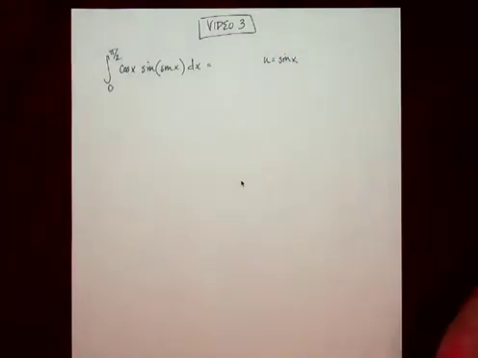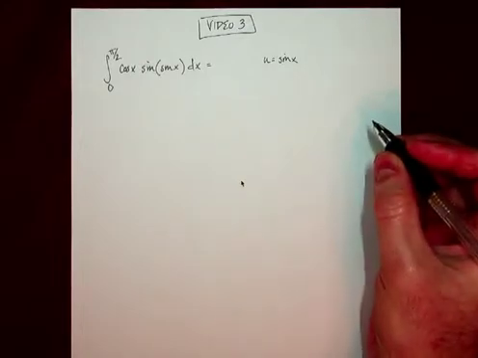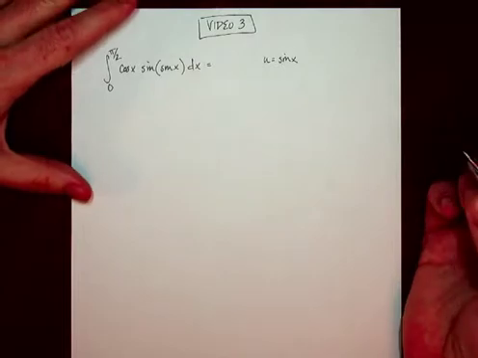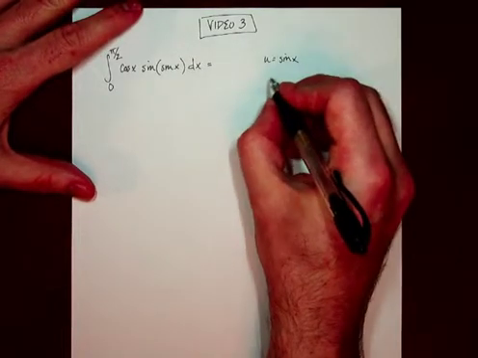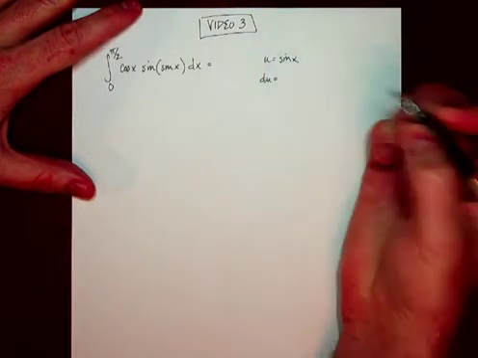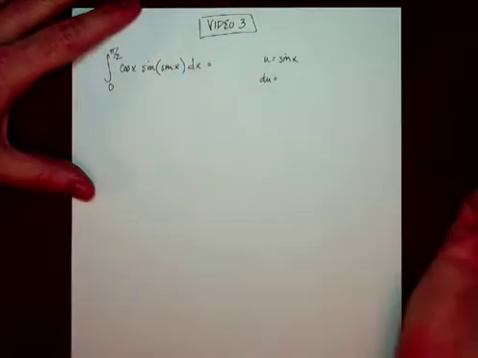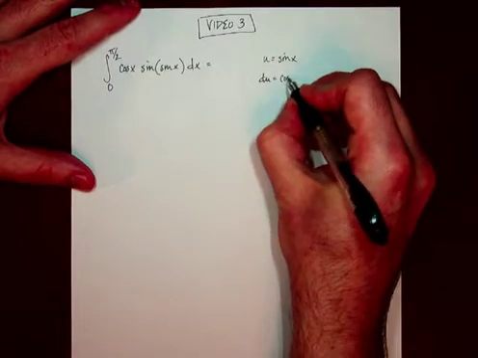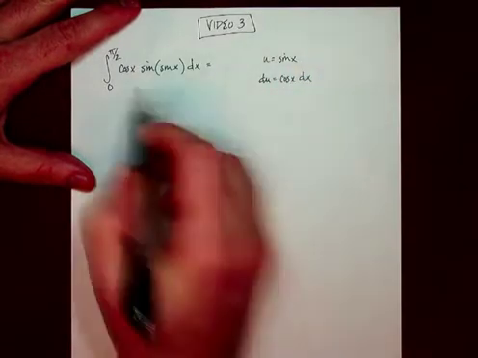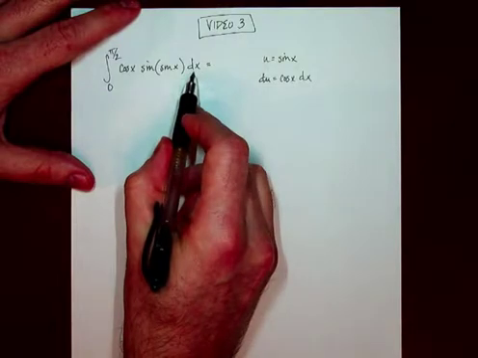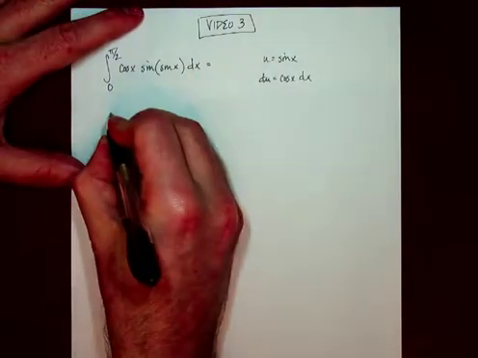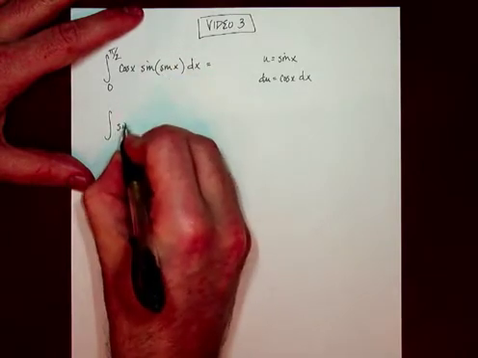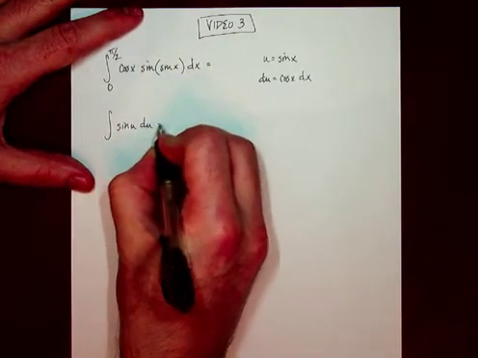Now we're going to get our du, and we can determine whether we have chosen a good u value by whether all the pieces are there, right? And so du is going to be cosine x dx. I have a cosine x, I have a dx, woohoo! Okay, so what I have then is sine of u du.